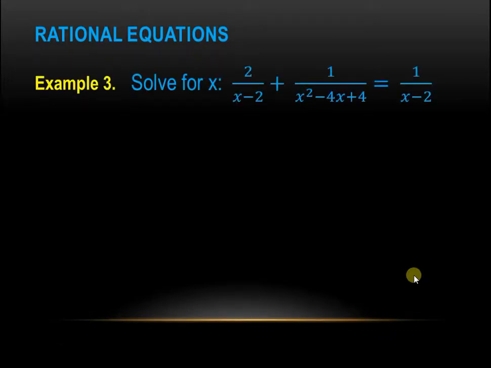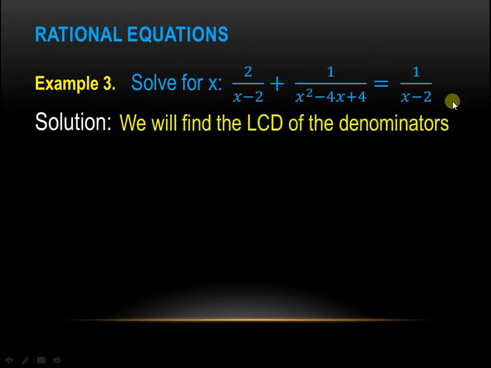Solve for x given that 2 all over x minus 2 plus 1 all over x squared minus 4x plus 4 is equal to 1 all over x minus 2. It looks complicated, right? But let's find a way to make it easy to solve. The technique is that we're going to first find the LCD of the denominators.